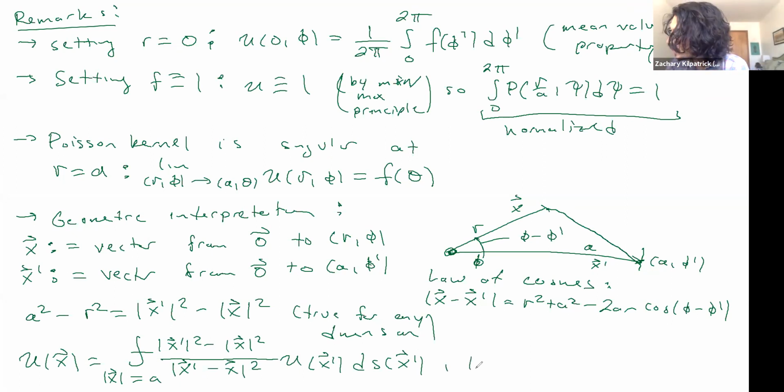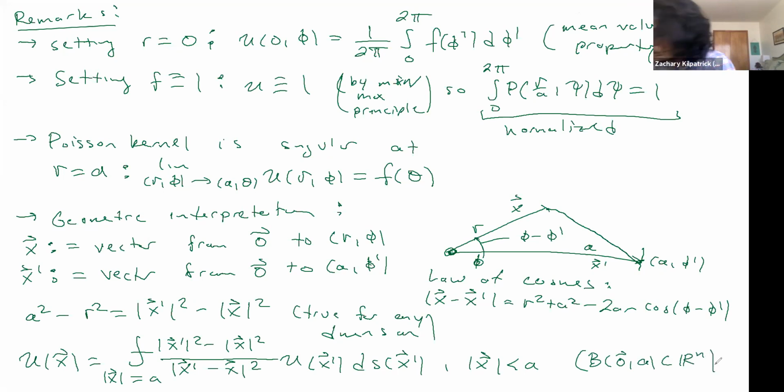And this is true as long as x is less than a, and it's true in a ball or a disk basically. So let me write a ball or a disk with radius a that lives in Rn. So this geometric interpretation carries forward to any n dimensions.